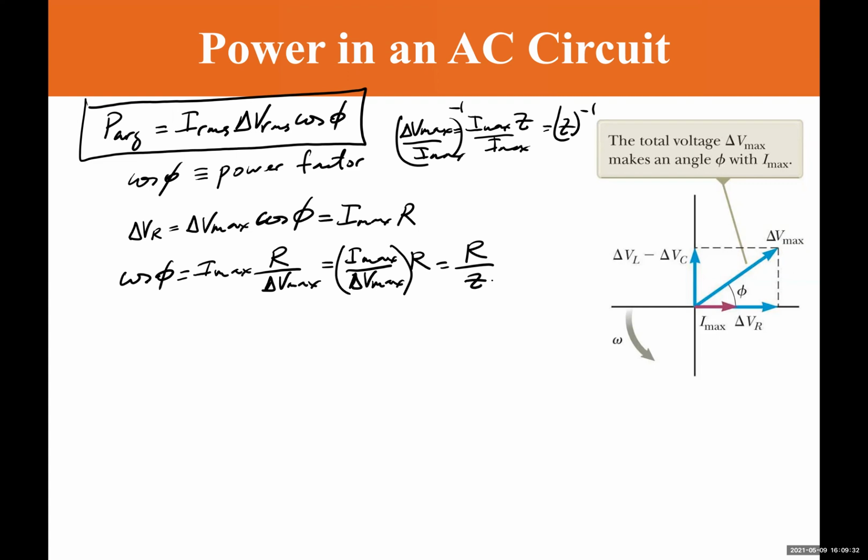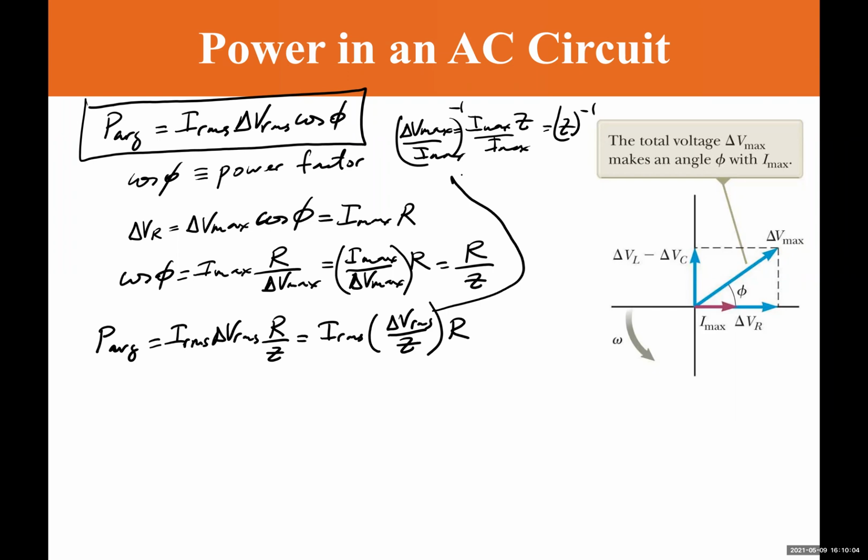Okay. Then we can express the average power, going back, as IRMS times delta V RMS times the power factor, but I can now represent that as R over the impedance, resistance over impedance. Then from here, we can write it in terms of IRMS, times delta V RMS over the impedance, times R. And just like this one suggests, right?